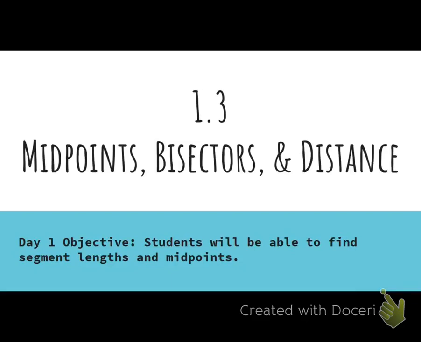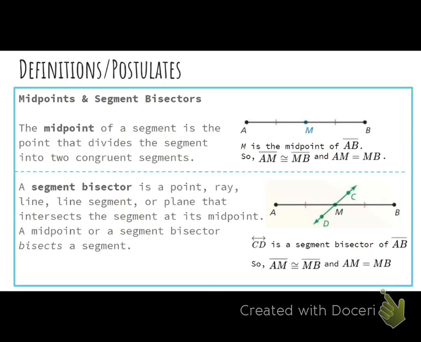Okay, 1.3, midpoint, segment bisectors, and distance. Your objective for day 1 is that students will be able to find segment lengths and midpoints. So take a second and write that objective down. We have some definitions here. I'd like you to take a second and write these down. I know it's a lot, and I apologize for that.